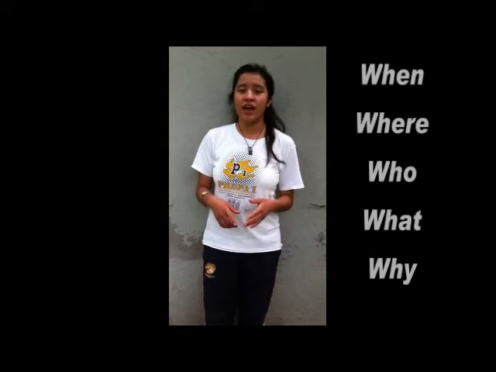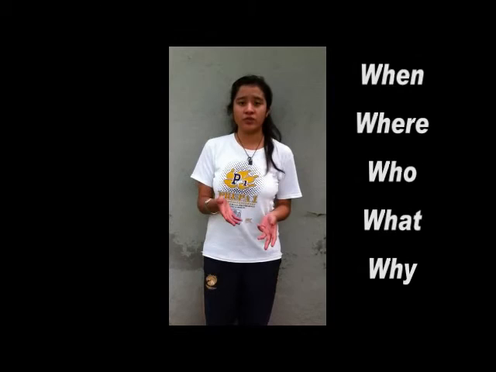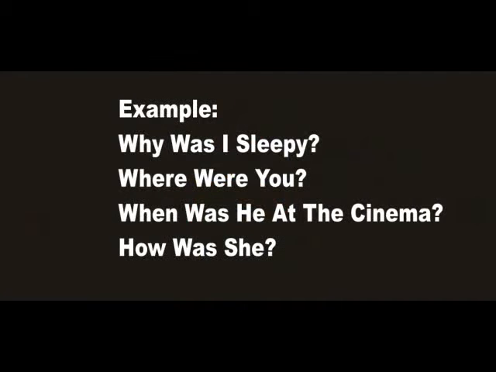Now I'm going to talk about the interrogative form of the simple past tense, and I must start with the WH questions with be. To make this type of question, we first put the question word like where, when, who, what, and then we add the past of the verb to be, and finally we add the subject. Why was I sleepy? Where were you? When was he at the cinema? How was she?